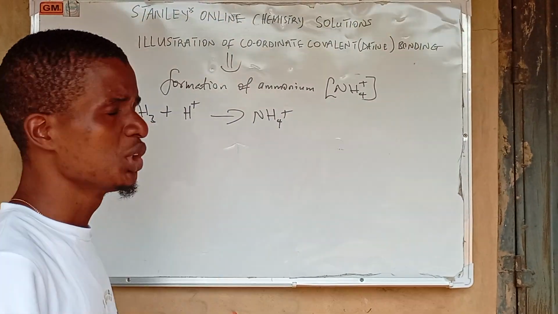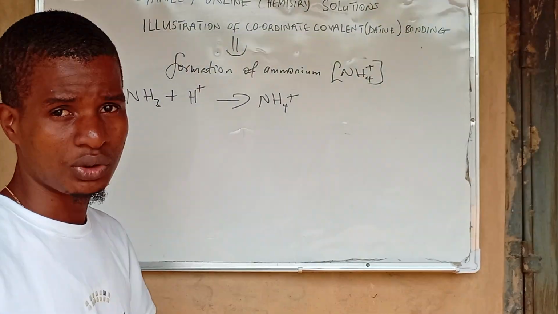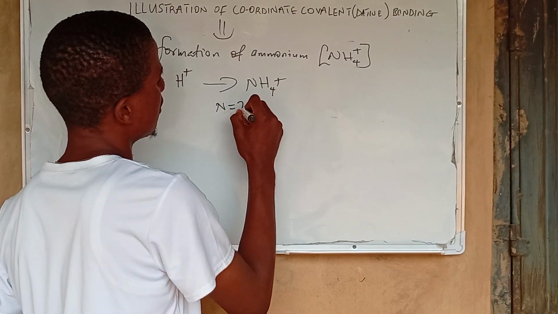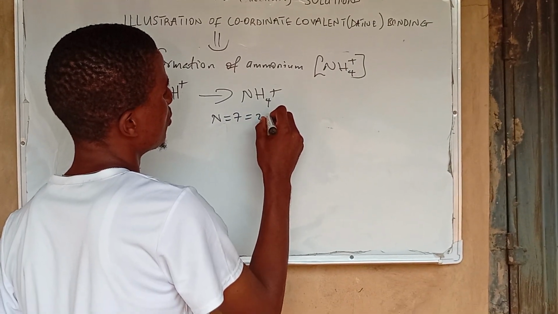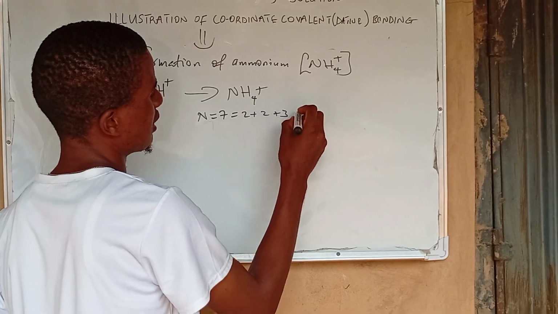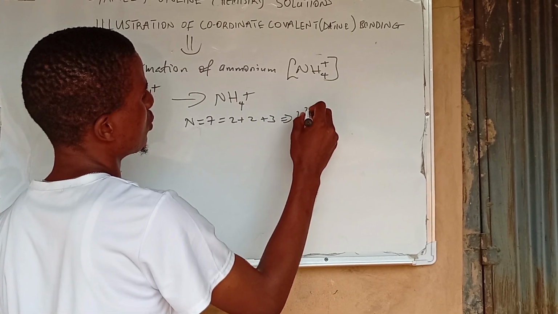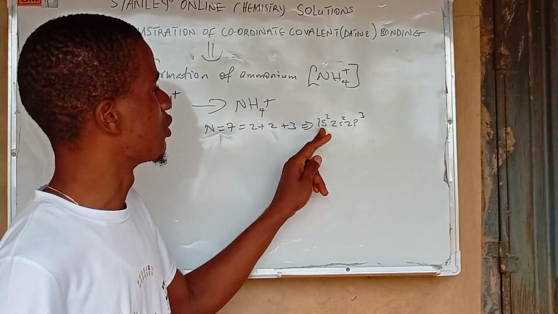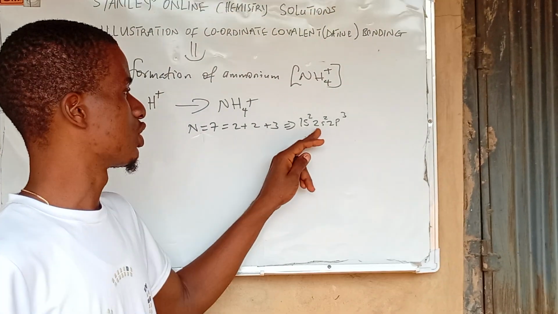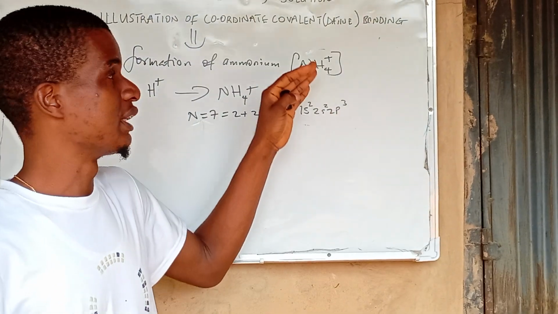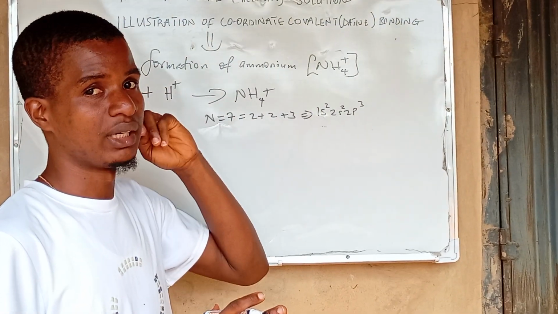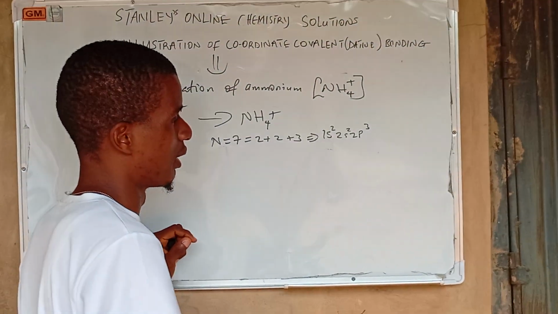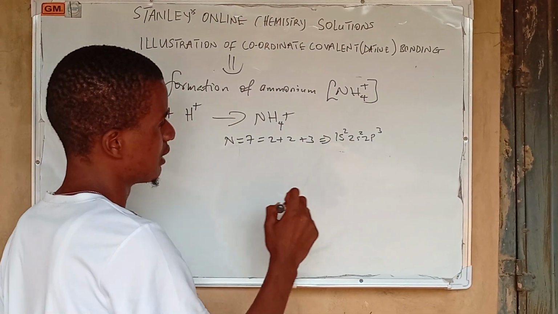Now, you remember your nitrogen? Your nitrogen is atomic number 7, right? That is 2 plus 2 plus 3. You understand what I mean? That is 1s2, 2s2, 2p3. Two shells. The first shell only has 2 electrons. The second shell has 5 electrons: 2 for the s orbital that is already filled completely, and the 3 remaining for the p orbital, singly filled.